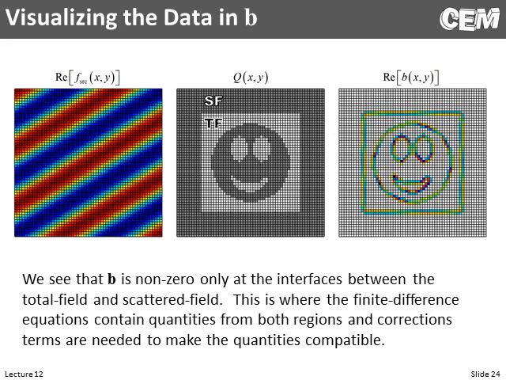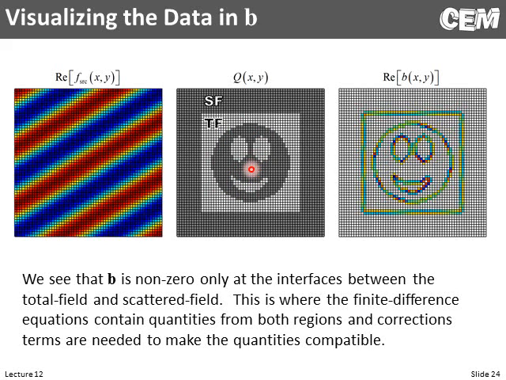So let's visualize the data. The first thing we do is we calculate our source at every point in the grid. Then we're going to build another grid array where we're going to put ones everywhere we want to be a scattered field quantity. So a very typical thing to do is to have the edge of your grid be the scattered field, particularly where we're placing our PML boundary conditions. And then just for fun, I also added a smiley face where the gray regions will also be scattered field quantities.